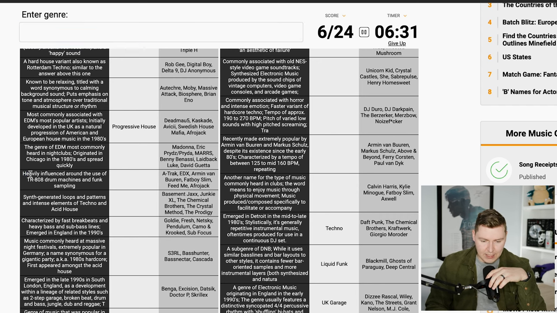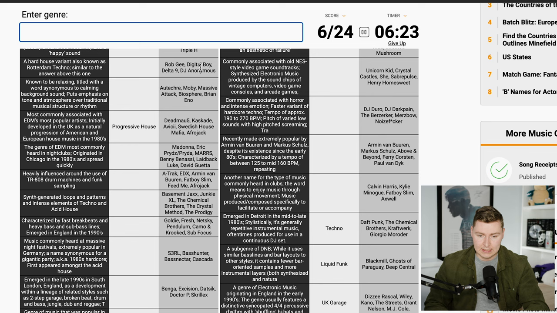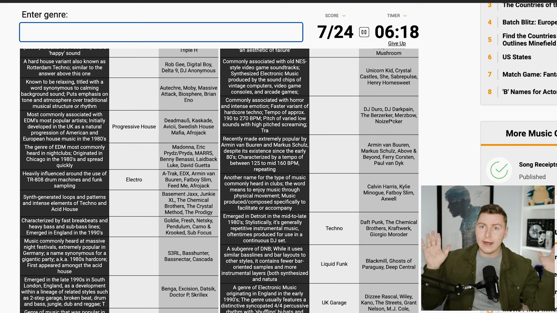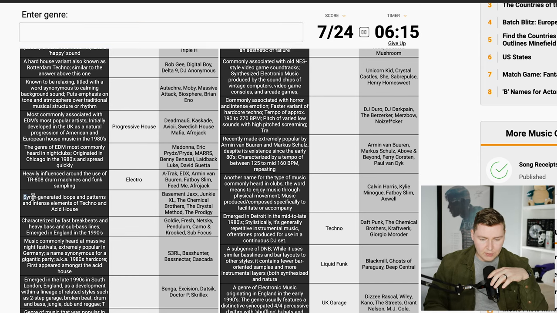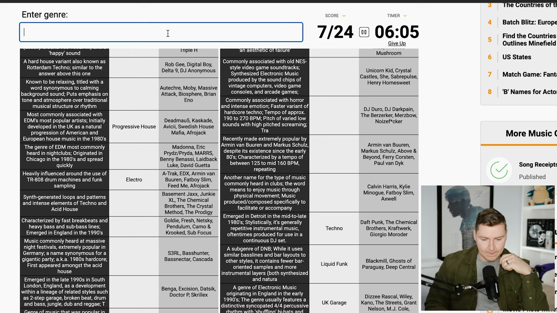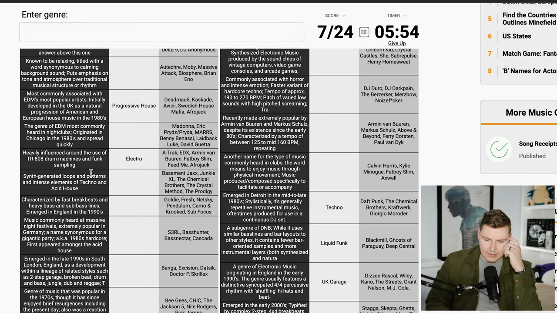Heavily influenced around the use of TR-808 drum machines and funk sampling. A-Trak, EDX, Armin van Buuren, Afrojack. Feed Me. Is this electro house? Okay, electro. Okay, I got another one. Two for two, I should say. Synth-generated loops and patterns and intense elements of techno and acid house. Basement Jaxx, Junkie XL, The Chemical Brothers, The Crystal Method, The Prodigy. Of elements of techno and acid house. This is not Complextro, is it? No, okay. I don't actually know what these are.